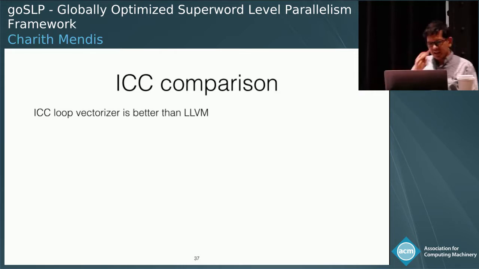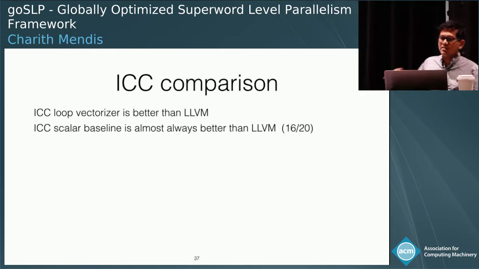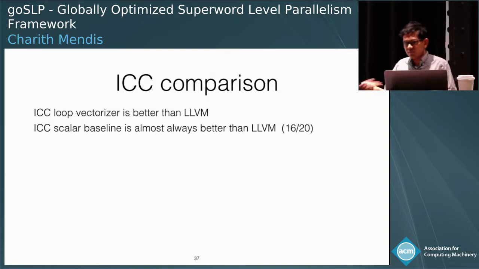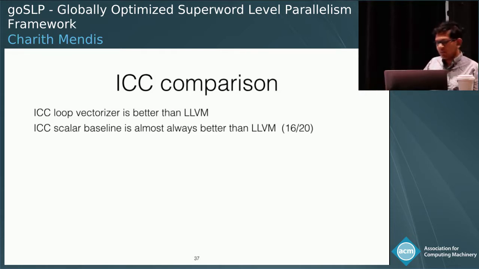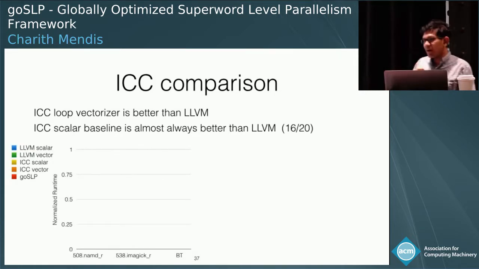ICC supposedly has a better loop vectorizer than LLVM, but it's a less well-known fact that ICC also produces really good scalar code. So in 16 out of the 20 benchmarks we considered, ICC has a better scalar baseline. So we are already starting at a disadvantage if we want to do a comparison.